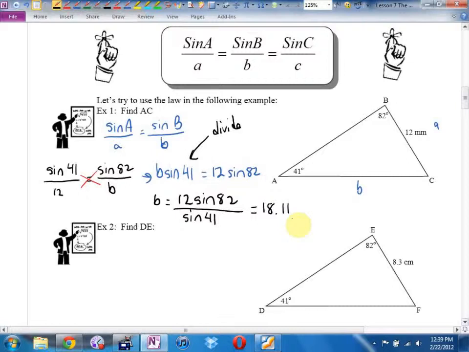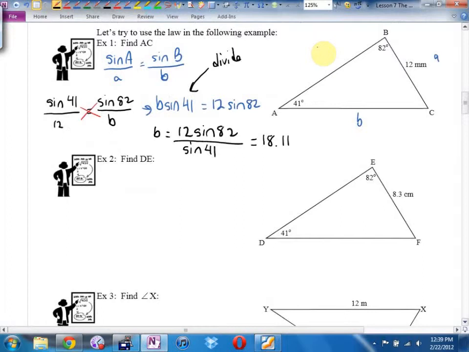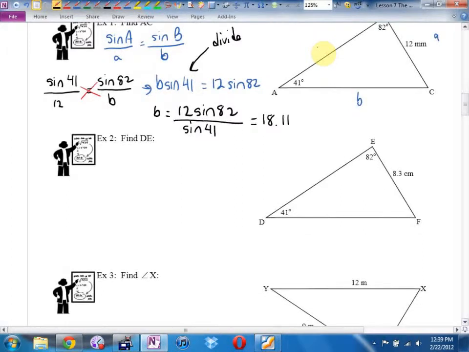That's the sine law. The sine of an angle divided by what's across from it is the sine of a different angle divided by what's across from that different angle. We write it like this with A's and B's and C's, but I don't have to use A's and B's and C's. Let's look at example 2. Zach, what do they want me to find in example 2? DE. That's this here. What letter will I label this with? Little f.